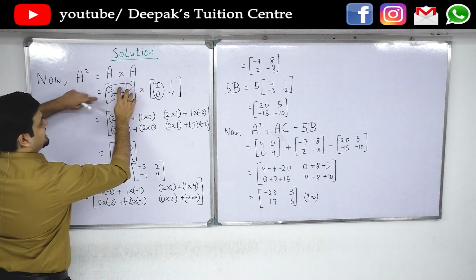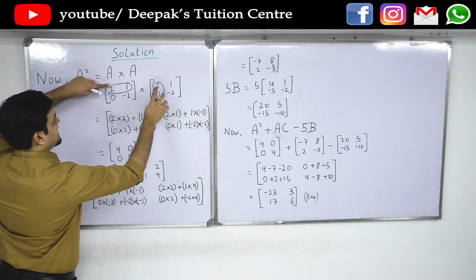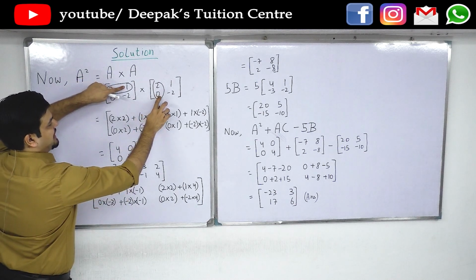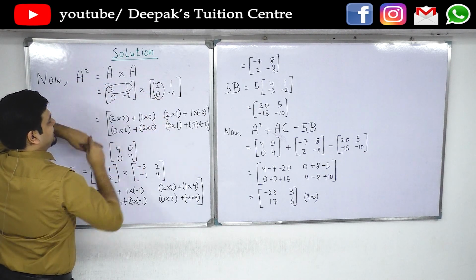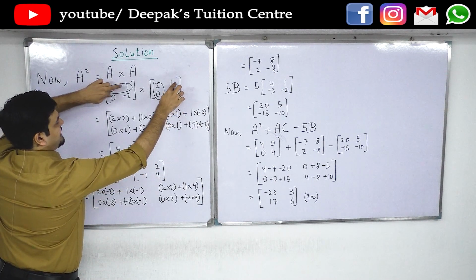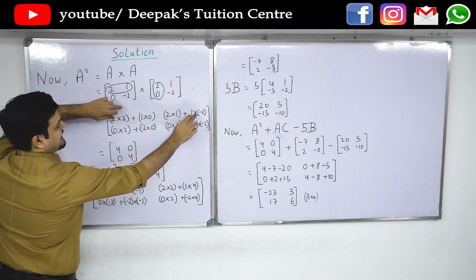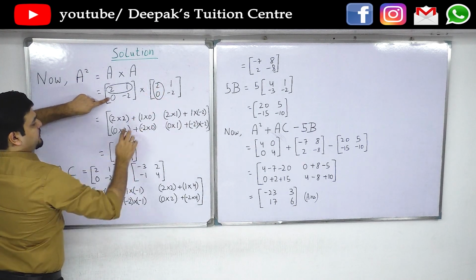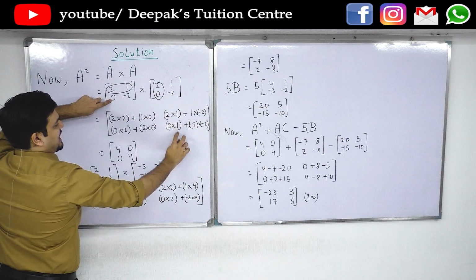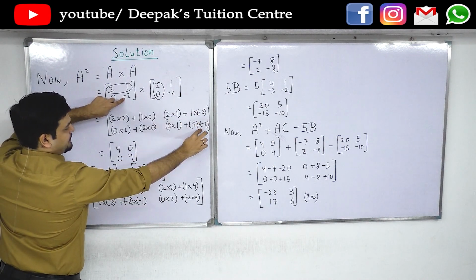So when you are multiplying the first row with the first column, you multiply 2 into 2, always a plus in the middle, plus 1 into 0. Then you multiply the first row with the second column, that is 2 into 1 plus 1 into minus 2. 0 into 2 plus minus 2 into 0. And 0 into 1 plus minus 2 into minus 2.